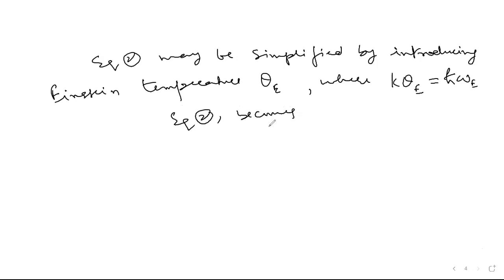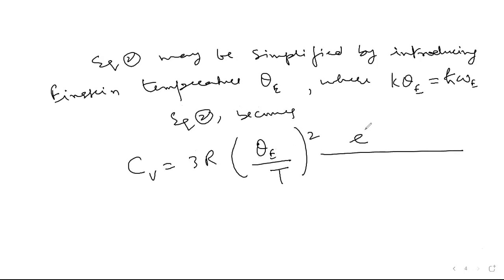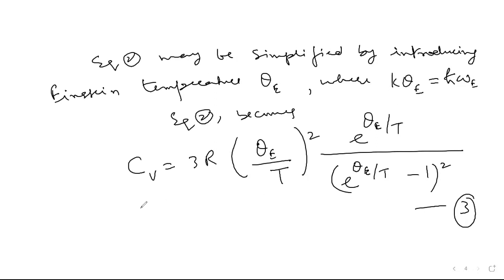we have already discussed all this in previous lectures. This equation becomes Cv is equal to 3R times (theta E over T) squared times e raised to the power theta E over T, over (e raised to the power theta E over T minus 1) squared. This is my equation 3.